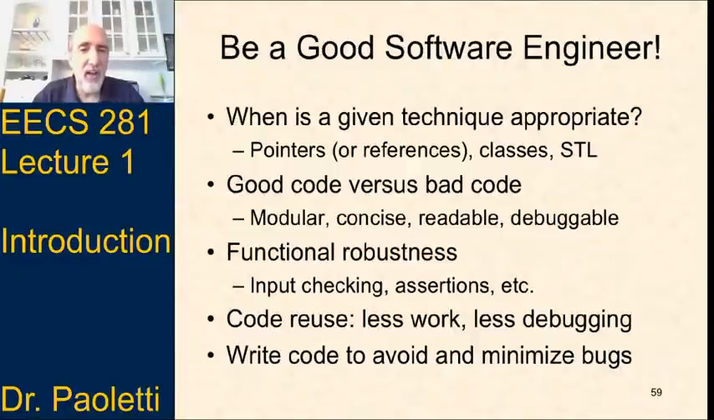Classes, using the STL. Good code versus bad code. Good code is modular. It's not an 800-line main. It's concise and readable, and those two fight with each other a little bit. I can have 21-letter variable names, but that's not very readable. I could have variable names that are 30 characters long, but that's not very concise. So we want to get to more of a happy medium, like we had in the previous slide.